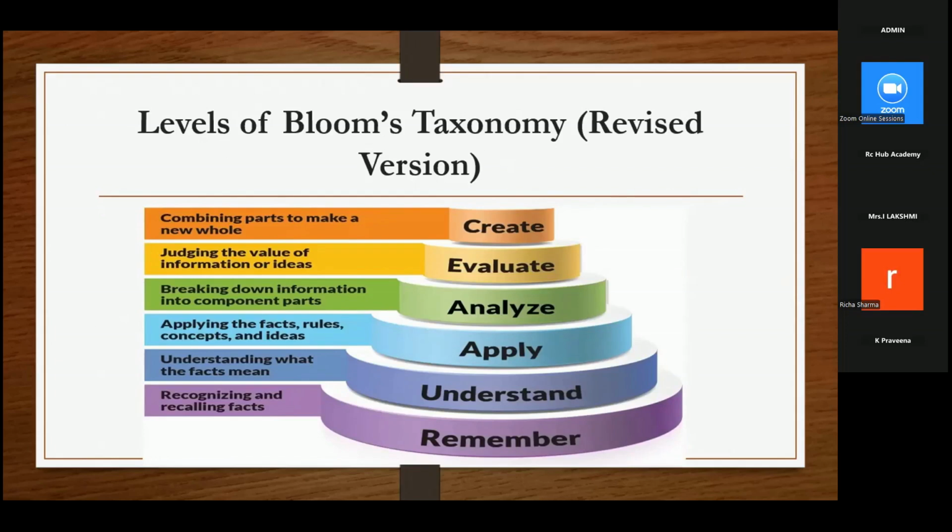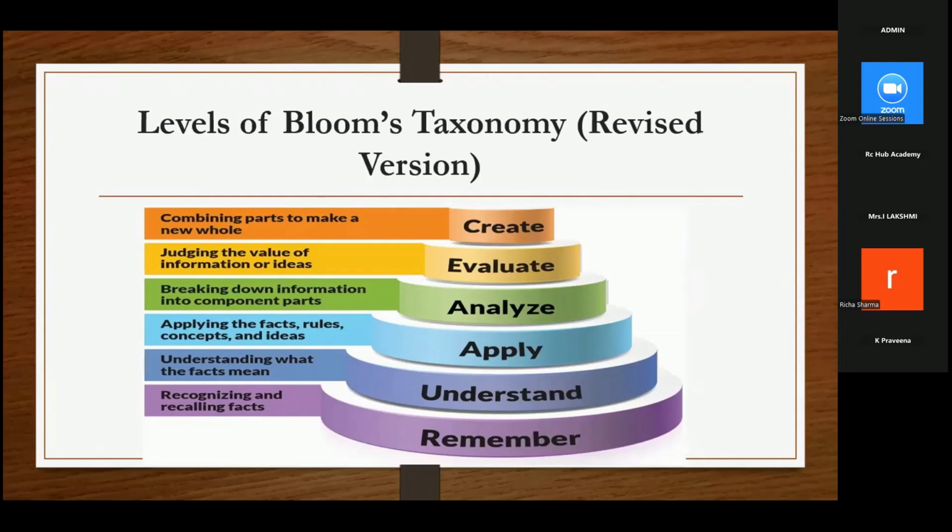It is remembering the content, next understanding the content. By understanding the content, I'm going to apply. By applying, I'm going to analyze. From analyzing, I'm going to evaluate. At last, I'm going to create. So this is the level of Bloom's taxonomy that has been implemented in our education system. So based on that, we are able to create.